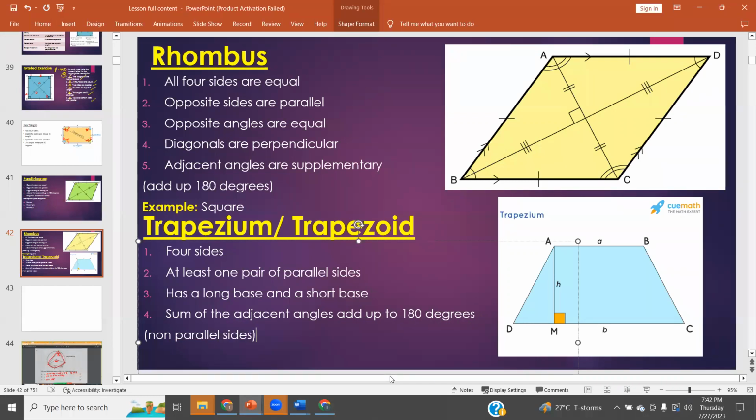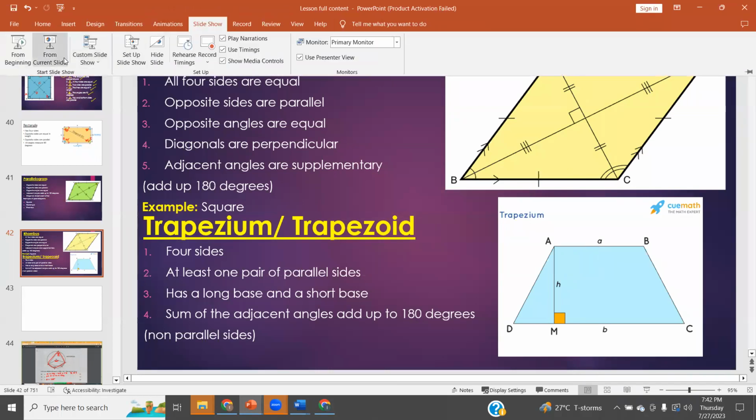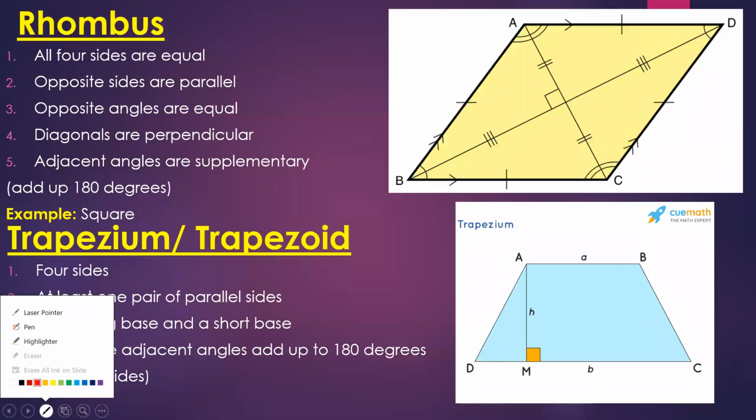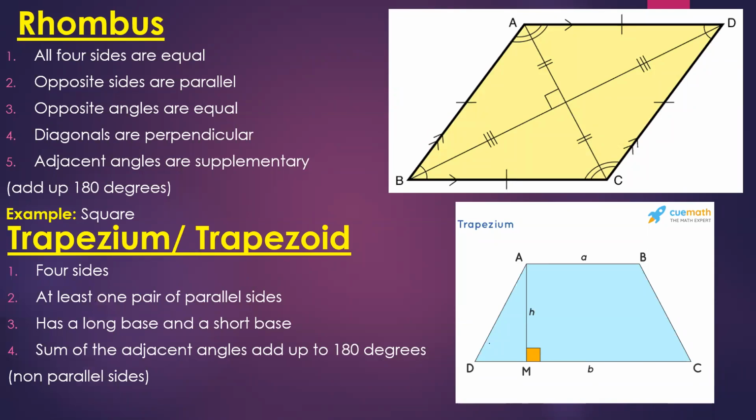So what they're trying to say here is that if you look carefully at this angle, angle D, and angle C, you would find that they add up to 180 degrees. And angle A and angle B add up to 180 degrees. But A and D don't add up to 180 degrees, and B and C don't add up to 180 degrees. Only D and C, and A and B.